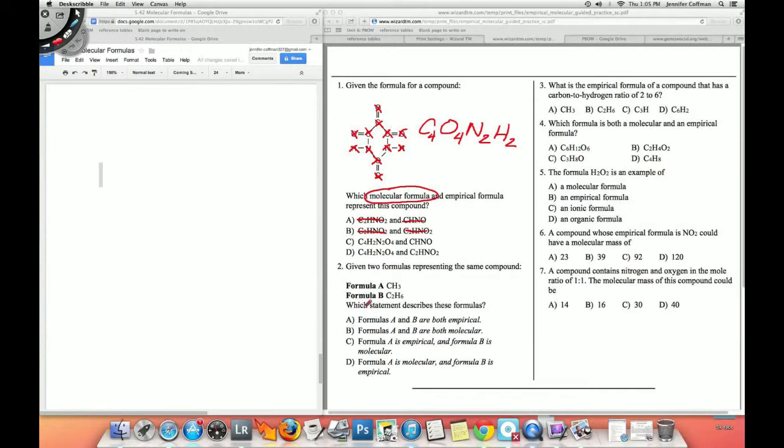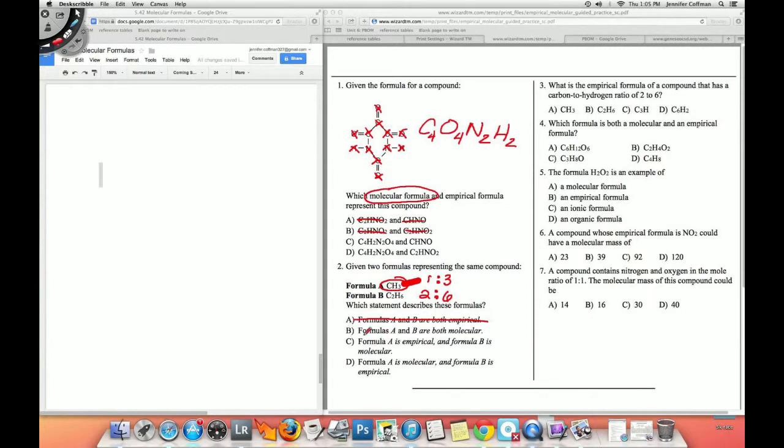Okay, which statement describes these formulas? Formula A and B are both empirical. Well, we know that this one right here is empirical because the ratio is 1 to 3, and that's as low as we can possibly get it. This one, C2H6, 2 is to 6, can be reduced. So this is not an empirical formula, it is a molecular formula. So formulas A and B are both empirical is wrong.